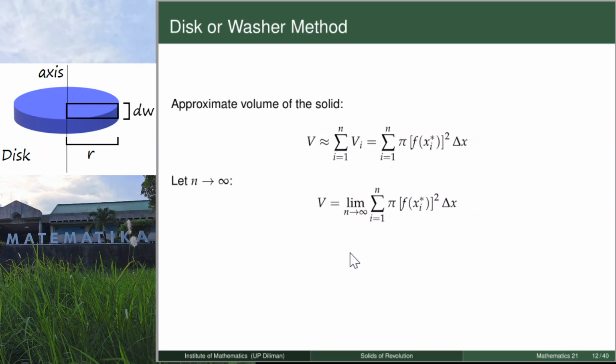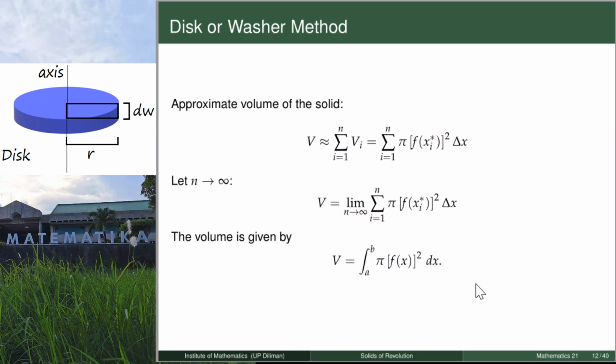Okay? And remember our lesson from areas. So, this can be written as the definite integral from a to b. And we can now remove the subscript i and the star. Okay? So, we will now have this one. And delta x will be dx. Okay? So, this is now our formula for the volume using disks. But remember that this is the case when we have vertical rectangles.